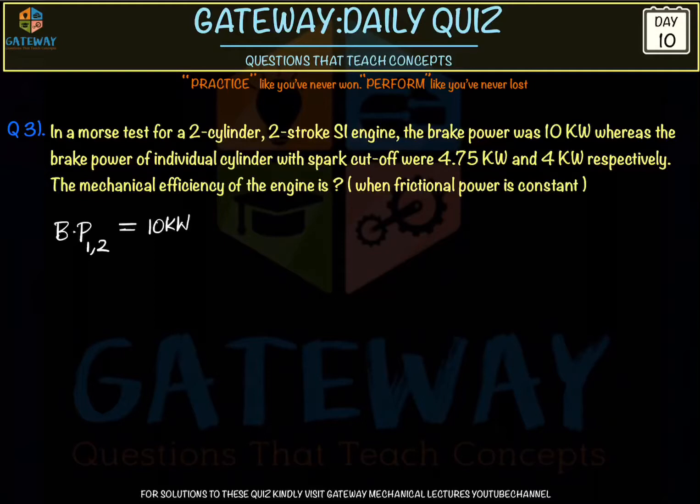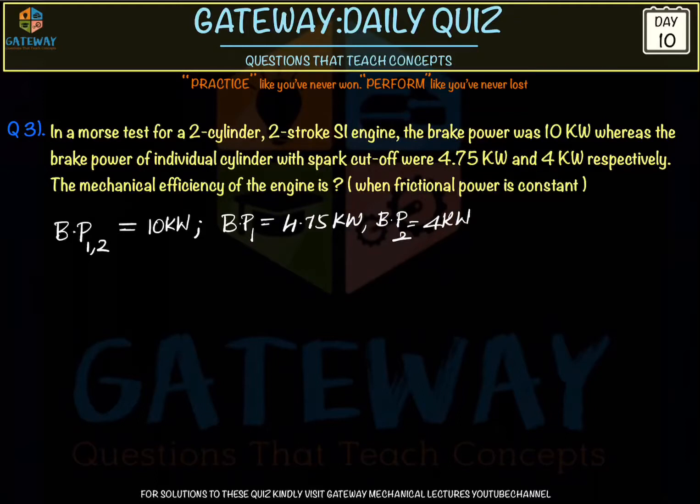If we were to calculate the brake power for the second cylinder, then we will cut off the fuel for the first cylinder. That is, the complete power to the crankshaft is given by the second engine. Then from there we will calculate the brake power for the second engine. Brake power for 1 and 2 was given, and brake power individually for the individual cylinders were given as: brake power for 1 is 4.75 kilowatts, and brake power for 2 is 4 kilowatts.